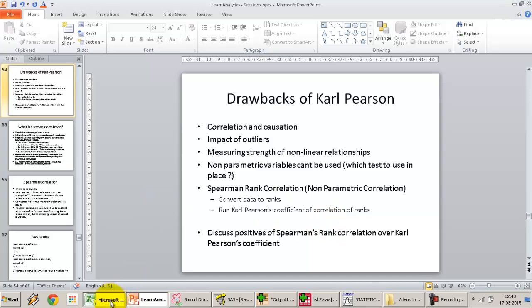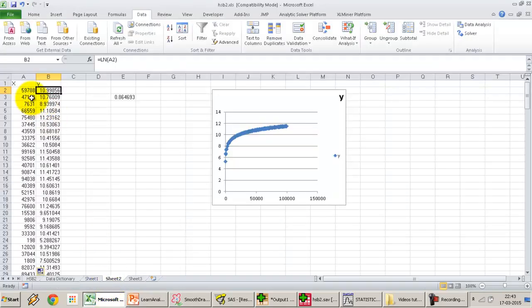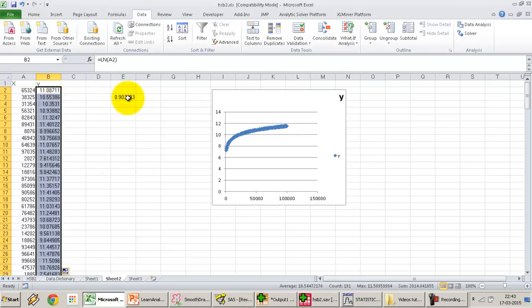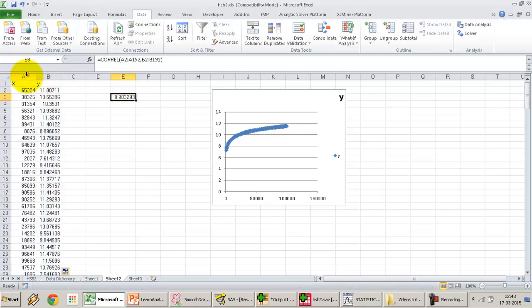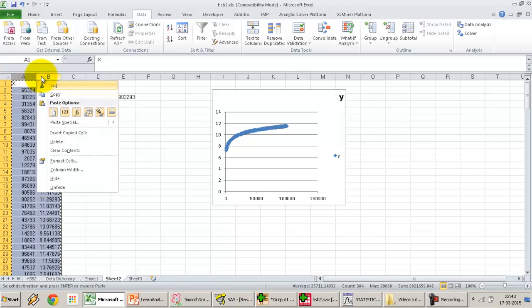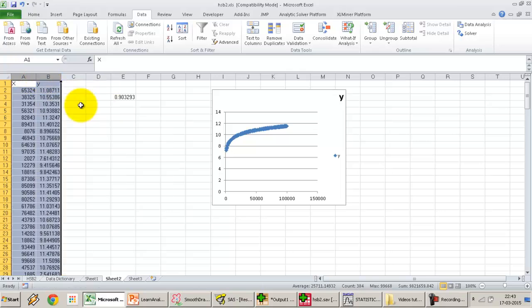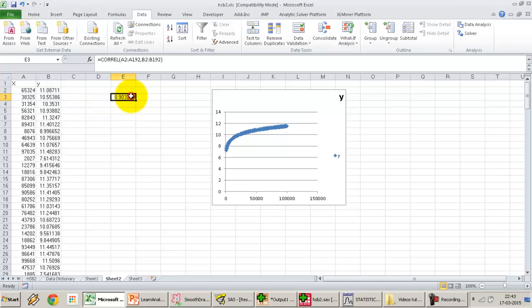For example, if we go back over here, I've got a data set where the observations are randomly chosen between 1 and, let's say, a million, and the y variable is simply the log of x. So we get a correlation of about 0.9, as you can see over here. I'll just fix these formulas so they don't change every time I change something. So I get a correlation of 0.90.